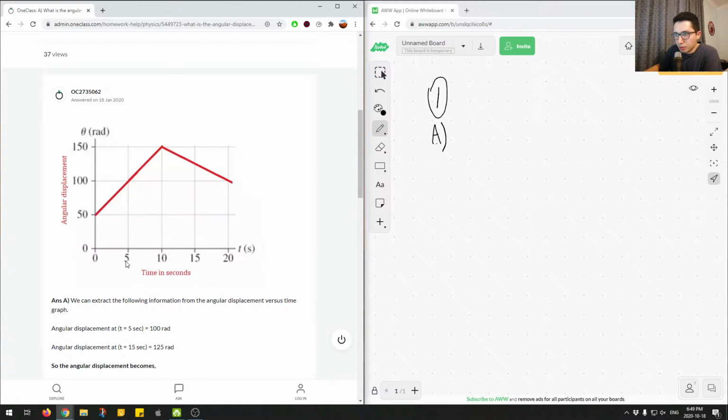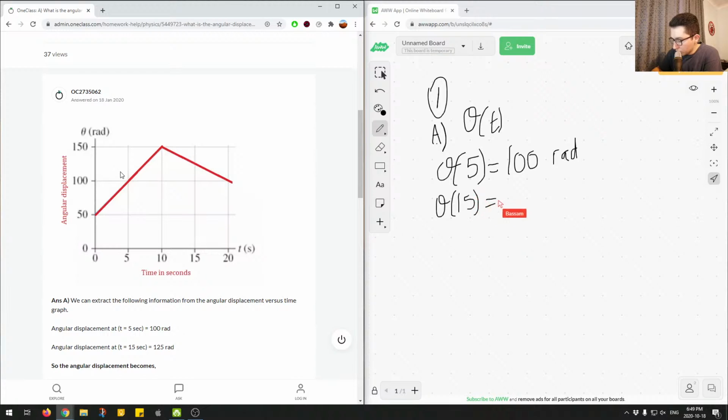So at time equals to 5 seconds, if we look over here, at 5 seconds we have 100 radians, so we'll say at theta when time is 5. So here we have theta of t, and we're trying to evaluate at theta when time equals to 5, and we get 100 radians. And then here at time equals to 15, we can see that this is about 125. So theta 15 equals to 125 radians.